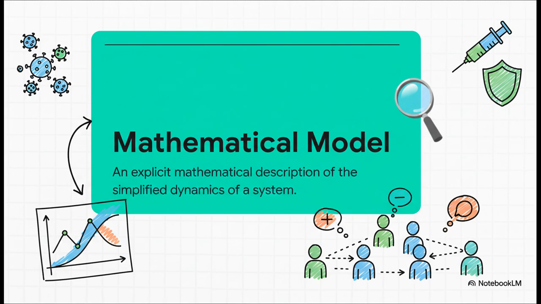So what exactly is the simplified version of reality? A mathematical model is, well, it's just that, a description of how a system works, but using the language of math. What it does, and this is the key, is it intentionally strips away all the background noise to focus only on the absolute essential things that control how a disease spreads.